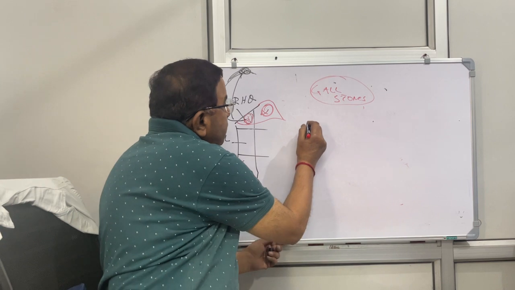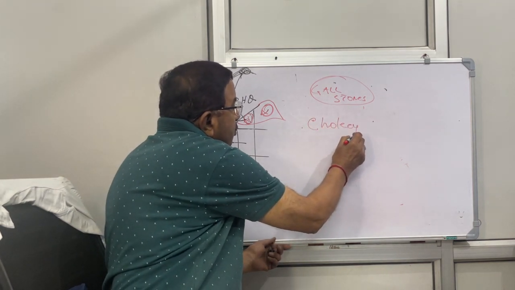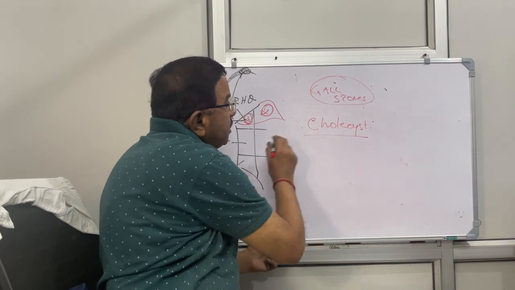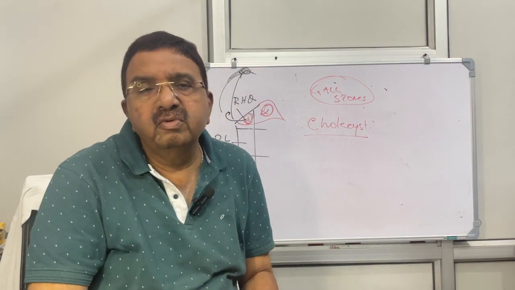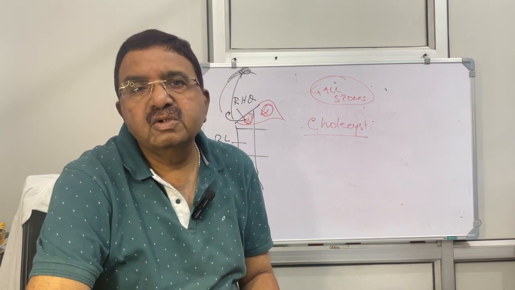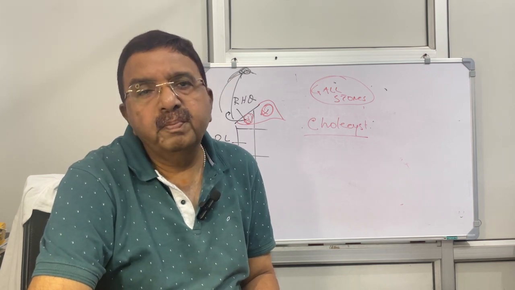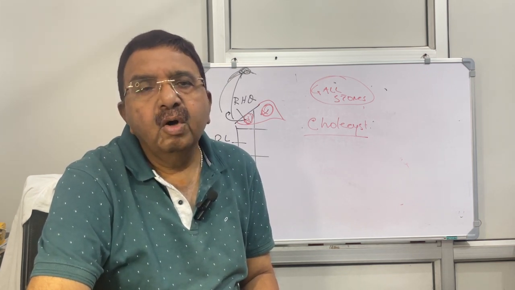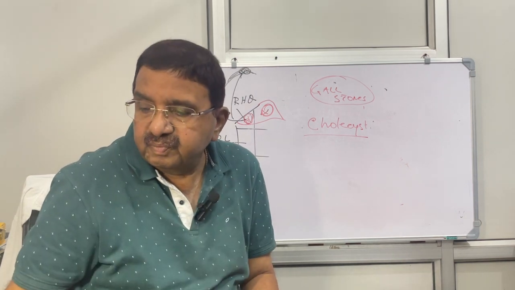Surgical treatment is cholecystectomy, that means removal of the gallbladder. It is not the stone which is to be removed, the whole of the gallbladder is to be removed, because the gallbladder having gallstones is non-functional. So cholecystectomy can be done by open surgery or by laparoscopic surgery at good centers.